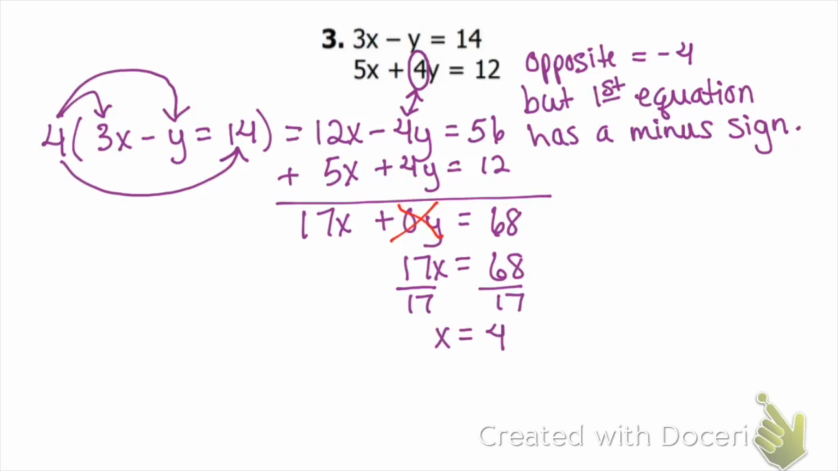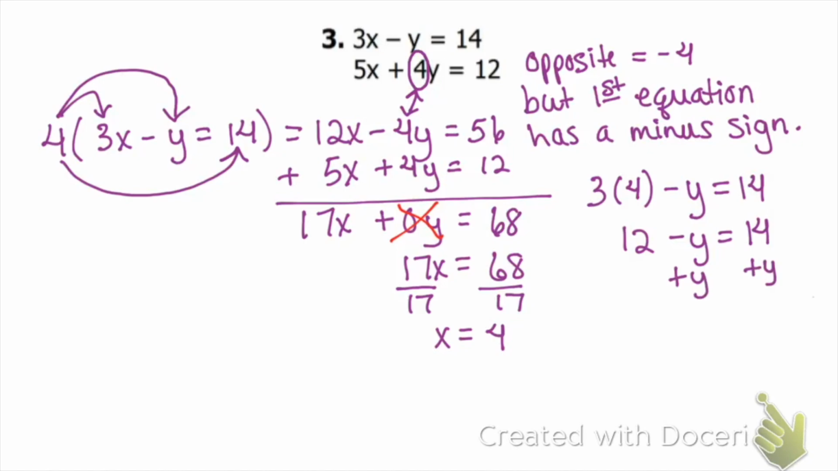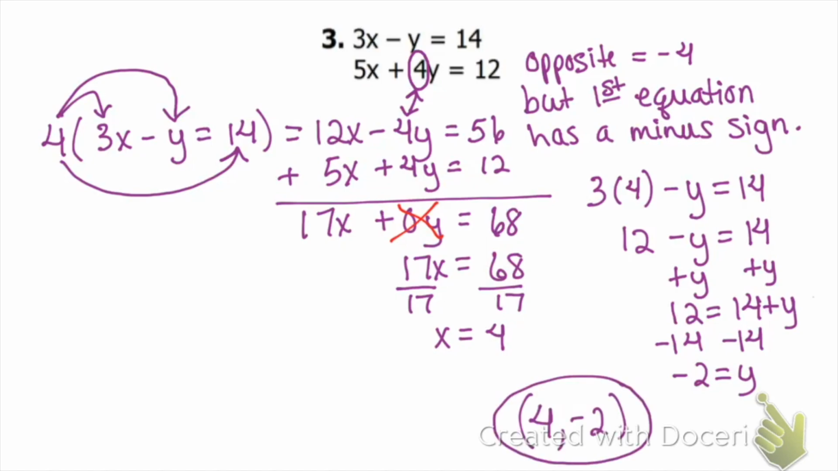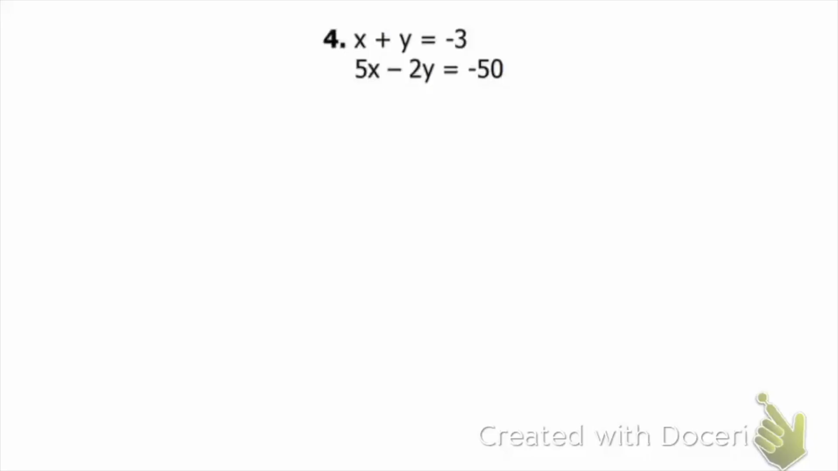Now substitute your 4 back into x in either equation. I just picked the first one. So that's 3 times 4 minus y equals 14. So you get 12 minus y equals 14. So to get rid of that negative y, I'm going to add y to both sides. It just makes it a little bit easier. Then you have to subtract 14, and you get y equals negative 2. So our ordered pair is 4, negative 2. And that's the solution for these two equations.